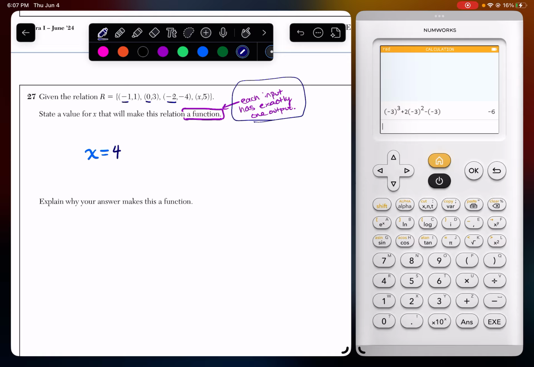The verbiage is very important. So I want to say if x equals 4, then each input has exactly one output. Therefore, this is a function.